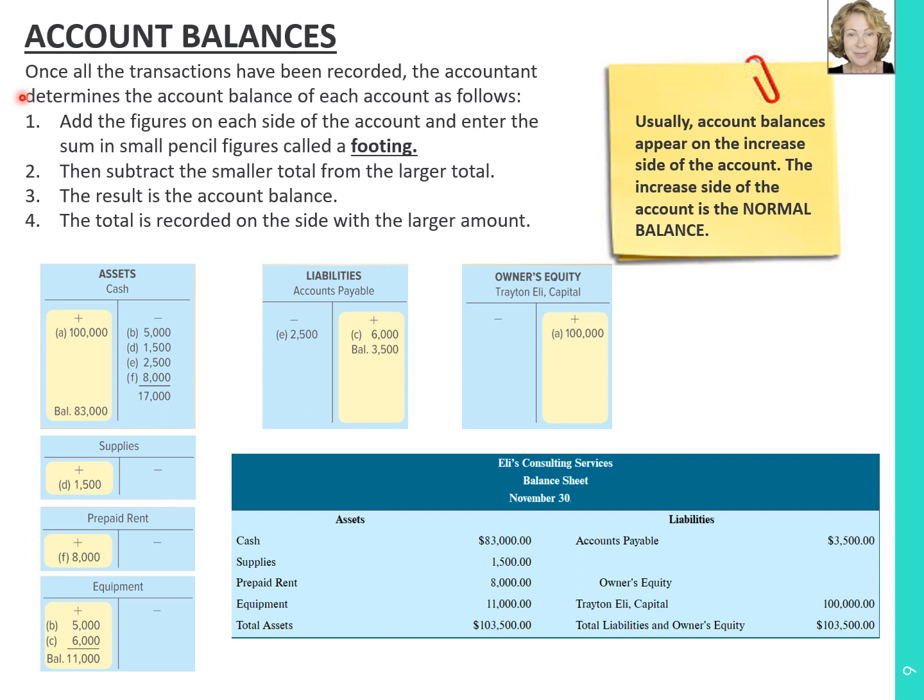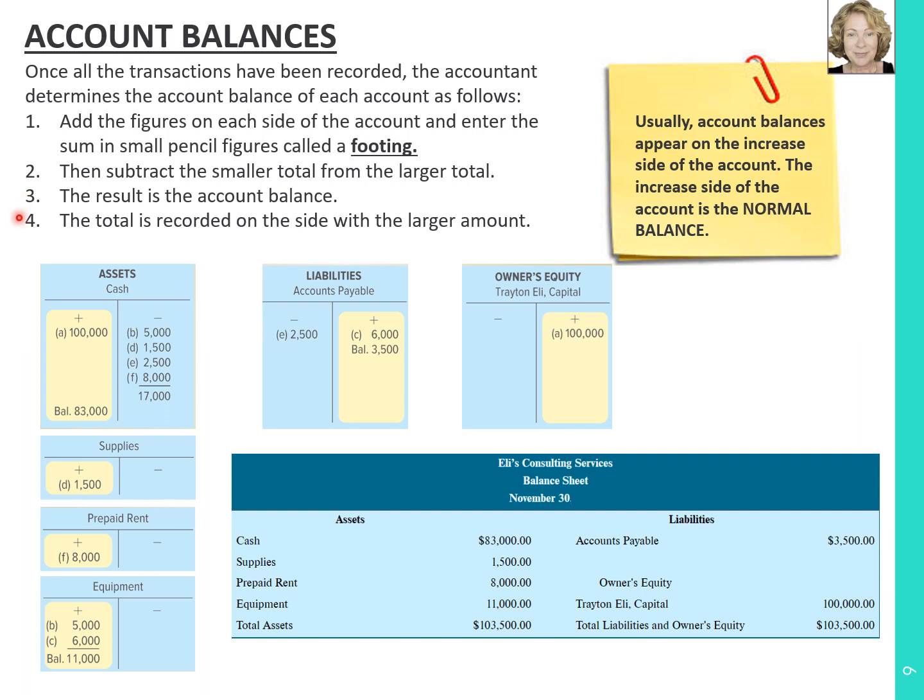We've now recorded all of the transactions for November, and we can calculate the account balances for all of the accounts that have transactions. So how exactly do we do that? Well, we would add the numbers on each side of the account and enter the sum in the small pencil figures called the footing. In practice, this is not really done anymore, because most businesses use software programs and the system will do that for you automatically. But it's good to practice the theory. Subtract the smaller total from the larger one, and the result is the account balance.